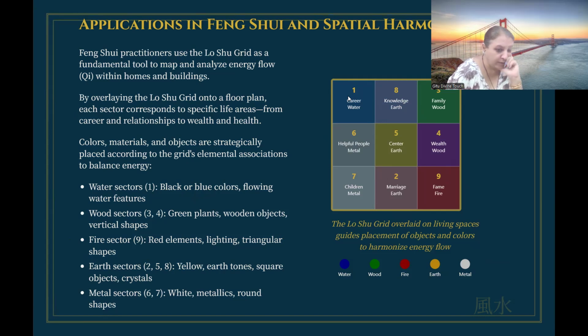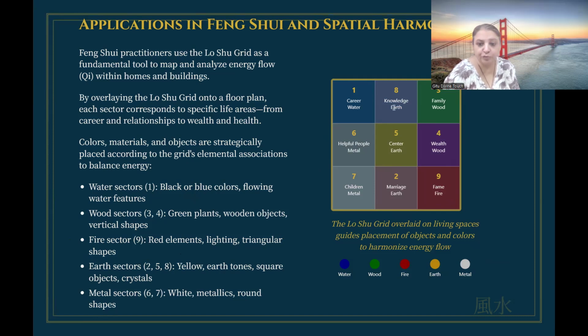The wood sectors are three, four: green plants, or wooden objects you can keep, vertical shapes. Then number nine is red element and lighting, triangular shape. Anything you place in the southwest, triangle shape.